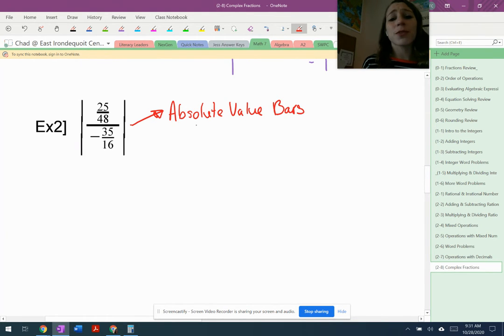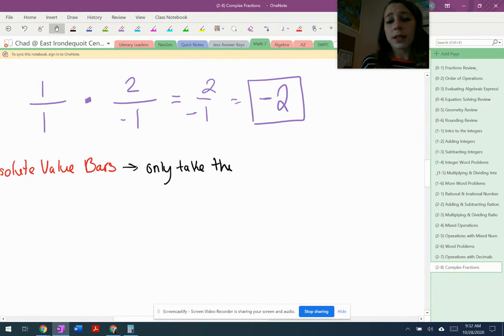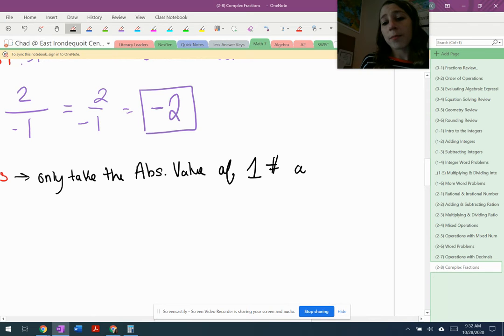And remember that absolute value represents a distance. Let's talk about some more absolute value. So, absolute value bars, you can only take the abs value, I abbreviated absolute, of one number at a time.